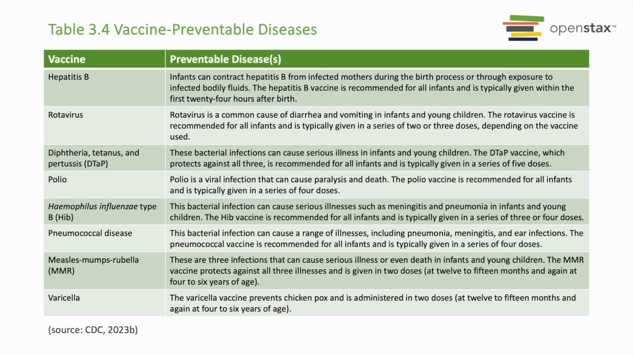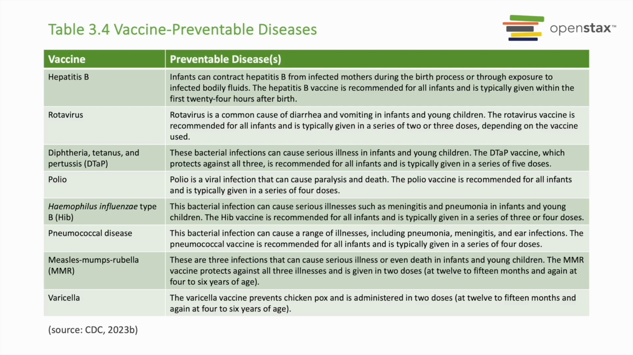Then we have table 3.4, vaccine preventable diseases. The first vaccine that we'll talk about is for hepatitis B. Infants can contract hepatitis B from infected mothers during the birth process or through exposure to infected bodily fluids. The hepatitis B vaccine is recommended for all infants and is typically given within the first 24 hours after birth.